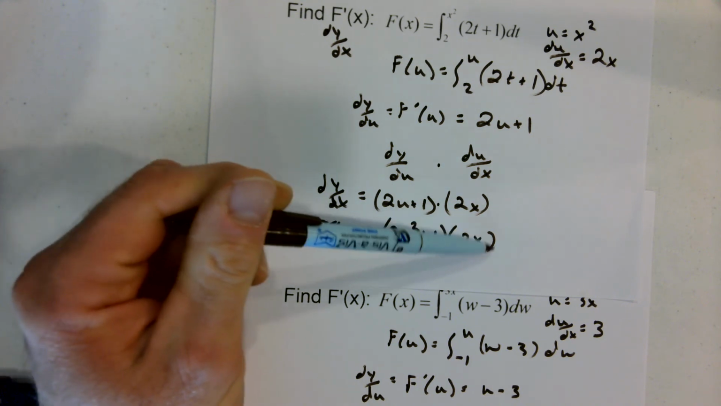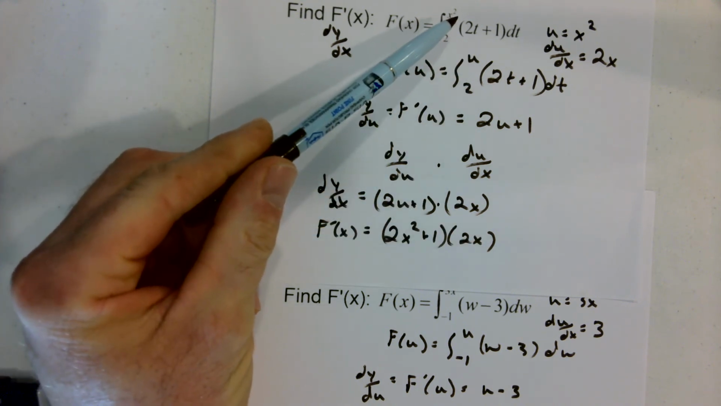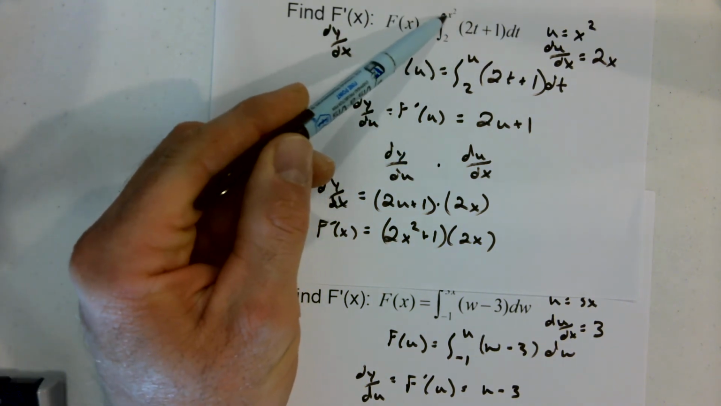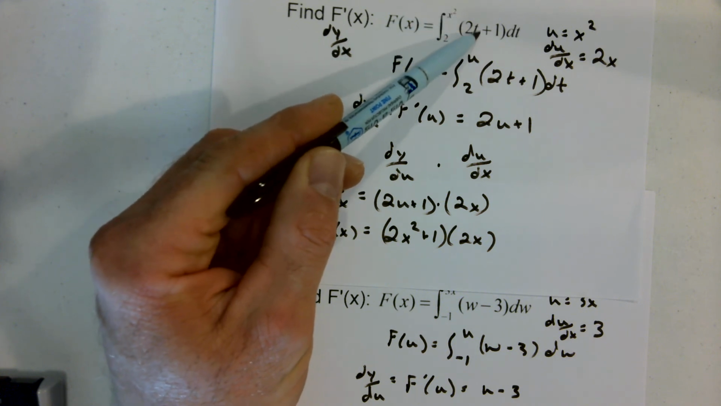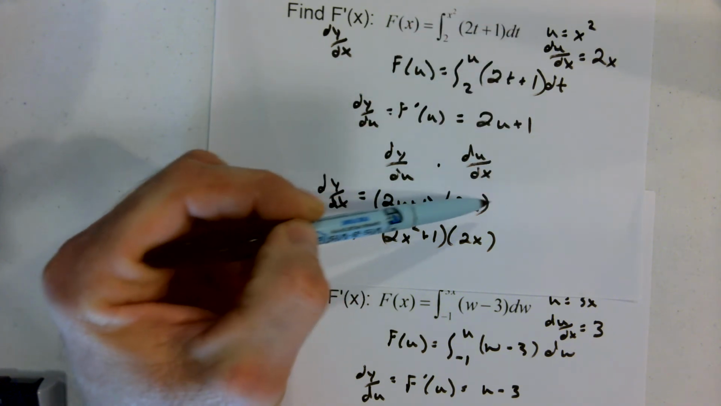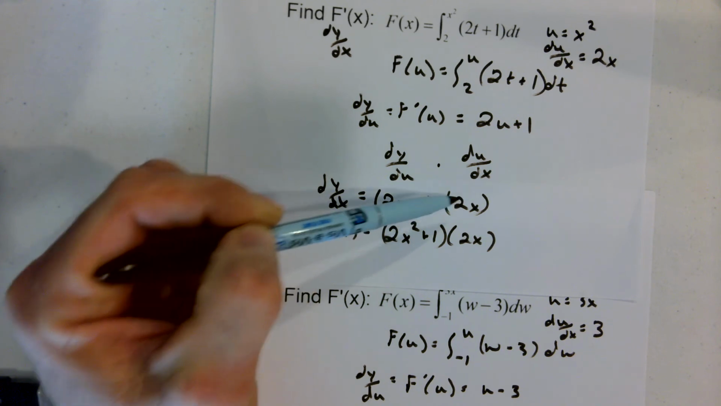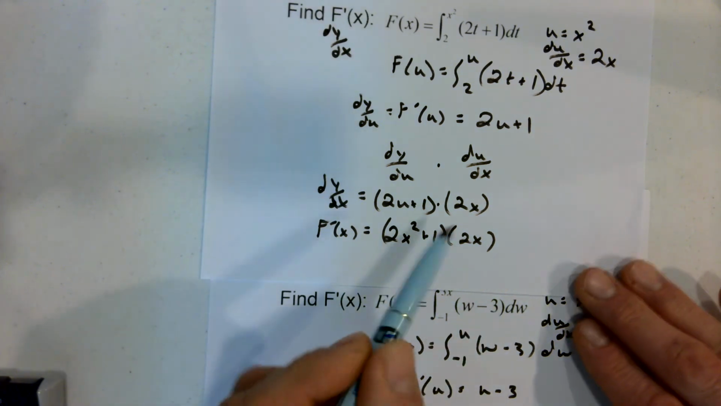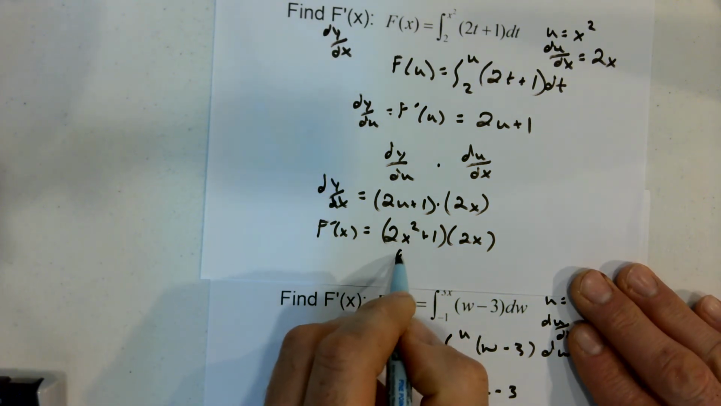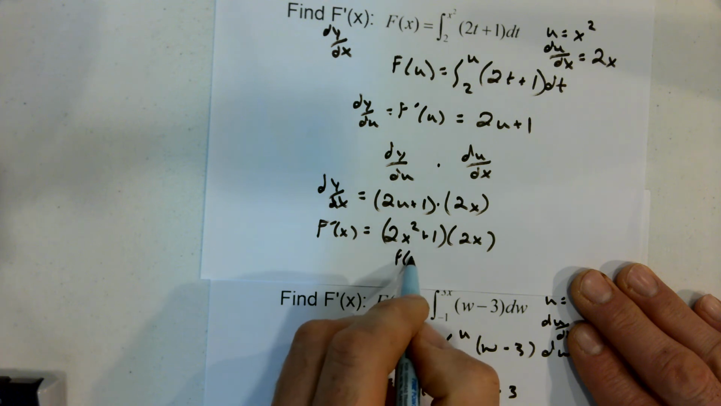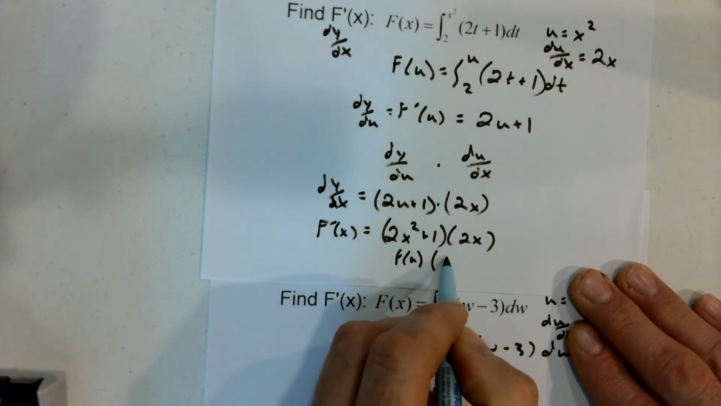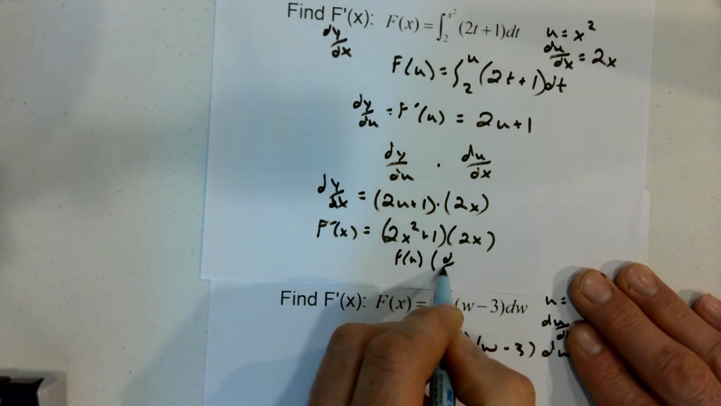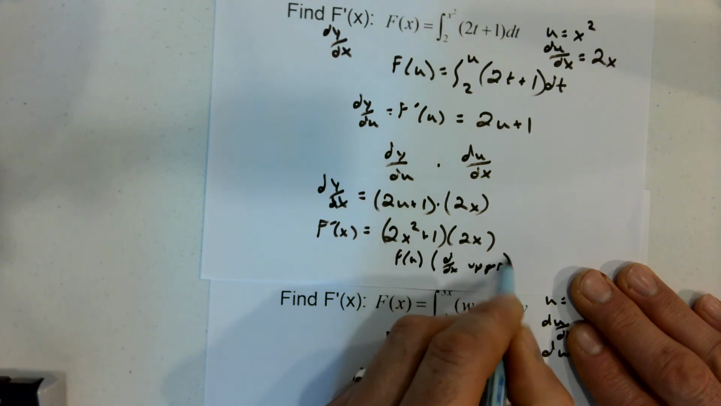So that gave us the 2x squared plus 1. And then we multiplied by the derivative of the upper bound. So the shortcut is take the upper bound, plug it in for the variable, and then multiply by the derivative of the upper bound. So we have 2x squared plus 1, that's our f of u, and then times the derivative of the upper bound, d/dx of the upper.